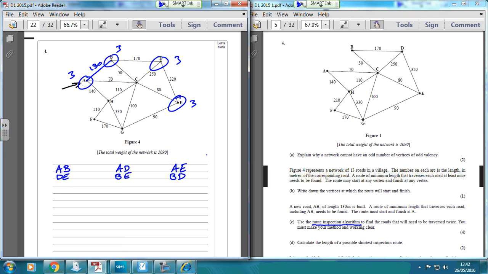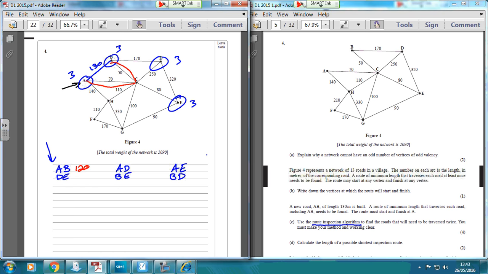Now we need to try and find the quickest or the shortest way of connecting all these. So I need to find the shortest way of connecting A to B. And usually there isn't directly A to B. If you have a look here, A to B is 130, or if I go from A to C and then C to B, that's actually going to be 120. I'll write down 120.